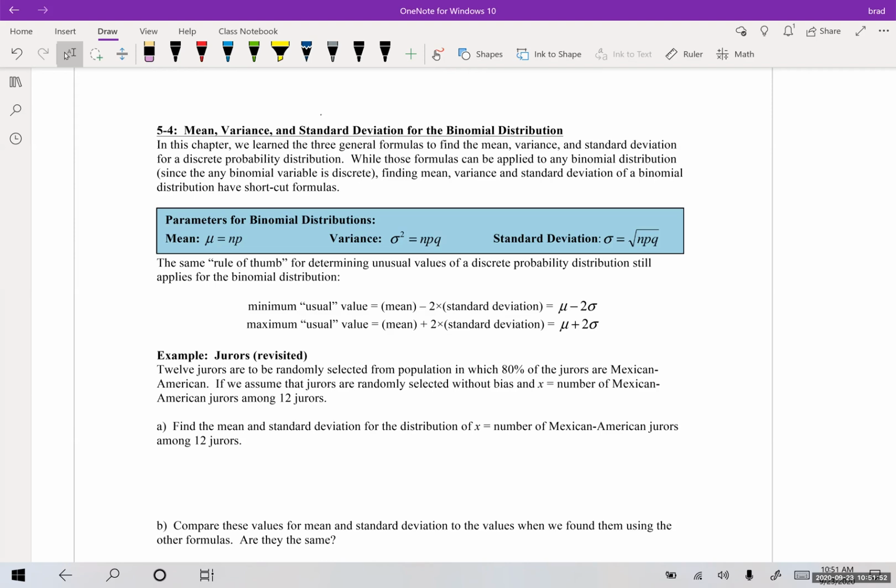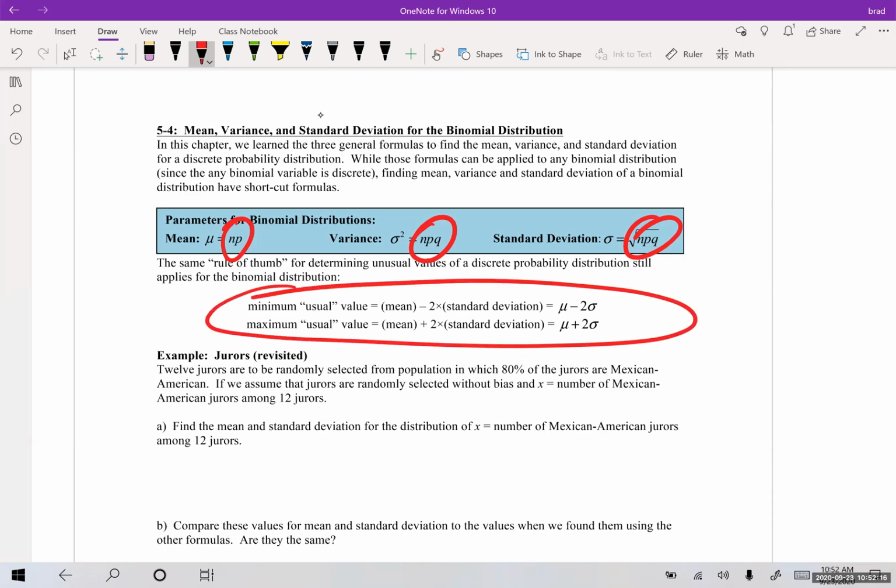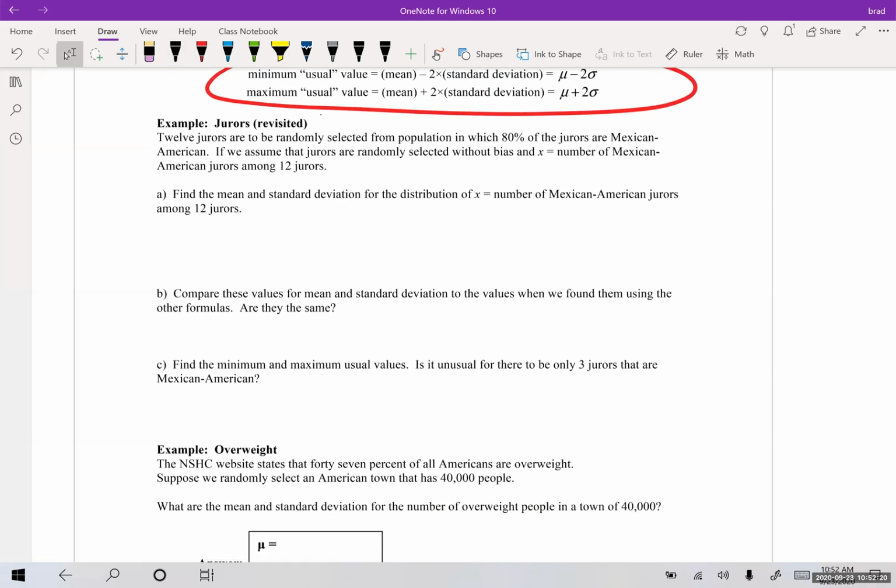While those formulas can be applied to any binomial distribution, since any binomial variable is discrete, finding the mean, variance, and standard deviation of binomial distributions have shortcuts. So these are much nicer formulas than I showed you in the past. You just take n times p for the mean, n times p times q for the variance, and you take the square root of n times p times q to find the standard deviation. Okay, and then we can use the same stuff that we've been using to find our minimum usual and our maximum usual. Okay, so let's revisit this jury problem again.